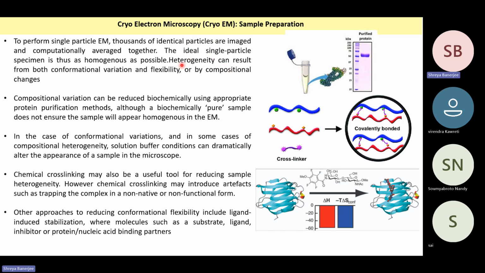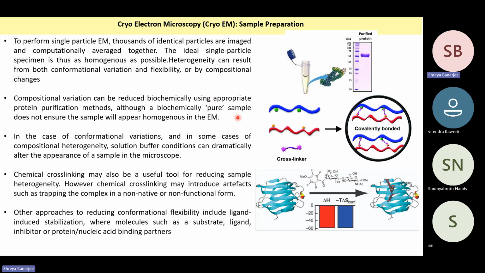Also, compositional changes means suppose the protein is interacting with a ligand that will change the composition and cause heterogeneity. But this heterogeneity is a problem because what electron microscopy does is that it will image thousands of particles and then take an average. So if all the particles are heterogeneous, you will not get a very good image. You will only get a good image if all the particles are homogeneous. So the first thing to be done was to reduce this conformational variation. Conformational variation can be reduced biochemically using appropriate protein purification methods. So the first thing was obtaining a very pure protein so that impurities can be removed and that heterogeneity due to the impurities can be minimized.